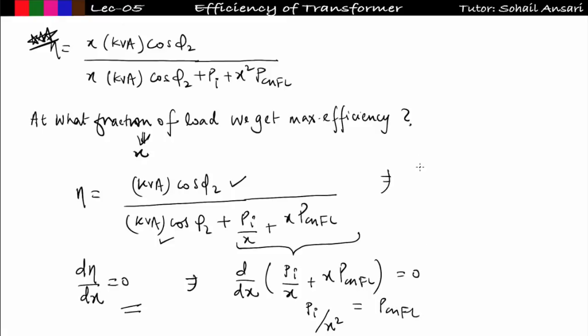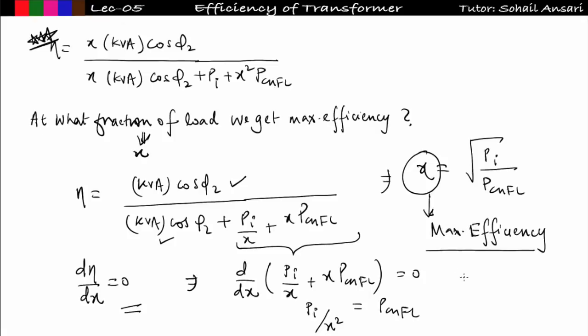So finally the fraction of load x will come out to be the square root of iron loss upon full load copper loss. Remember, this is the full load copper loss, meaning the copper loss we get at rated current, denoted as PCUFL. At this fraction of load we will get maximum efficiency. This is the condition for getting maximum efficiency.